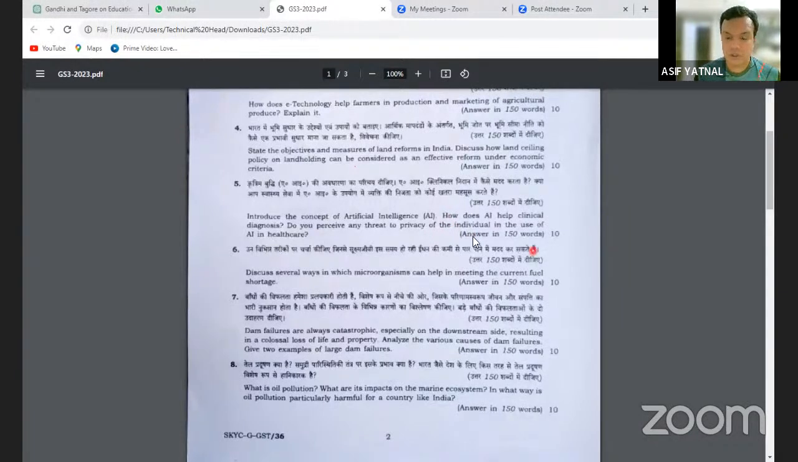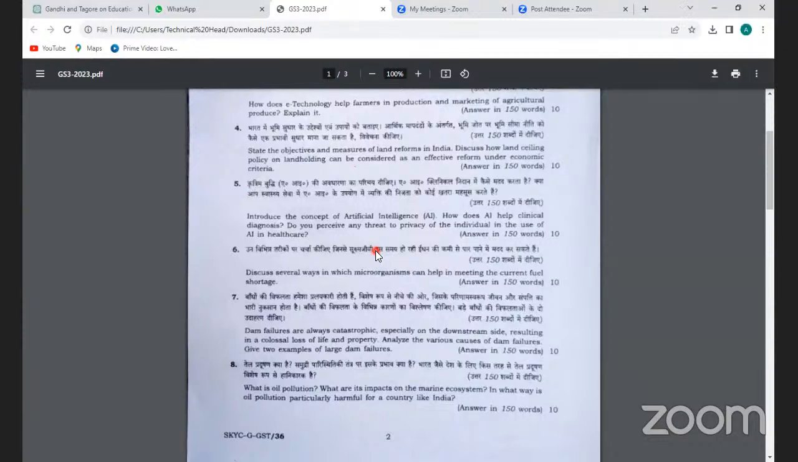मतलब जो हेल्थ केयर में आर्टिफिशियल इंटेलिजेंस का इस्तेमाल किया जा रहा है क्या उससे कोई प्राइवेसी को थ्रेट है या नहीं है? What do you think? Is there any threat to the privacy of the individual in the use of AI in the healthcare or not? Yes, Anant. Sir, it depends on the policies.